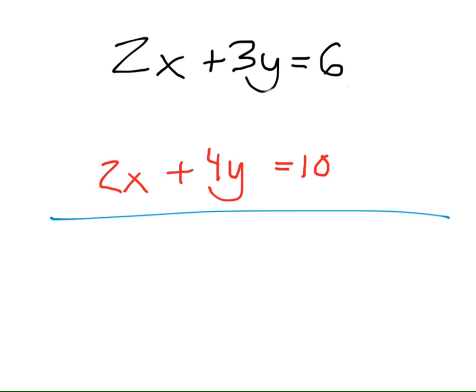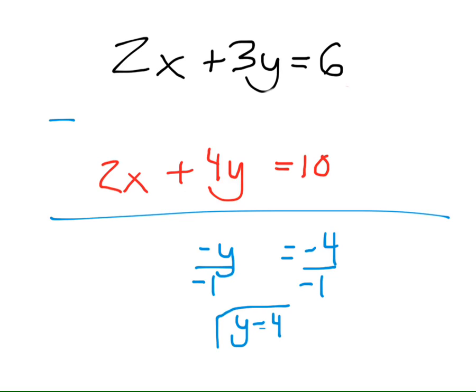Now can I use elimination like we did before? What would I do? Add or subtract them? Subtract them. 6 minus 10 is negative 4. 3y minus 4y is negative 1y. 2x minus 2x is eliminated. Remember, that's like a negative 1 times y. So to undo that multiplication by negative 1, I will divide both sides by negative 1. And I get y is 4.